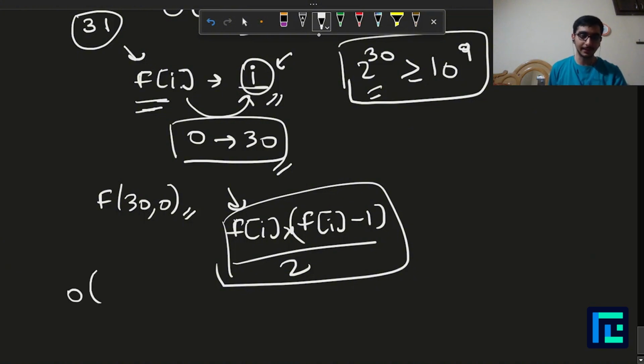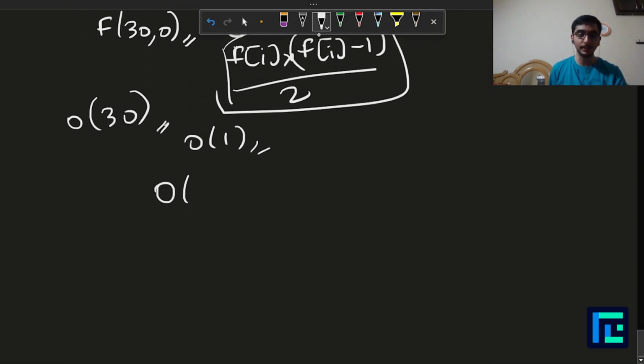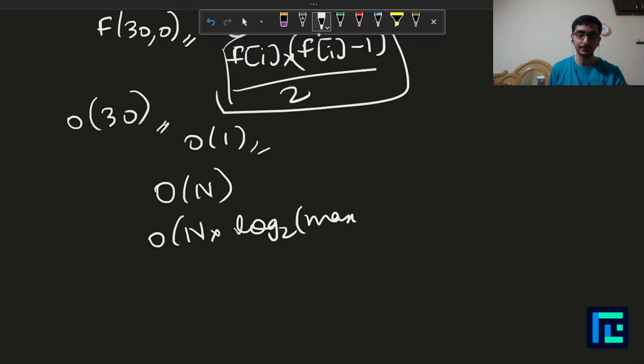So this is again an O(30) loop, or you can say an O(1) loop. So my total time complexity again comes out to be O(n), or O(n log base 2 of max A[i]), and it is up to you how you interpret it.